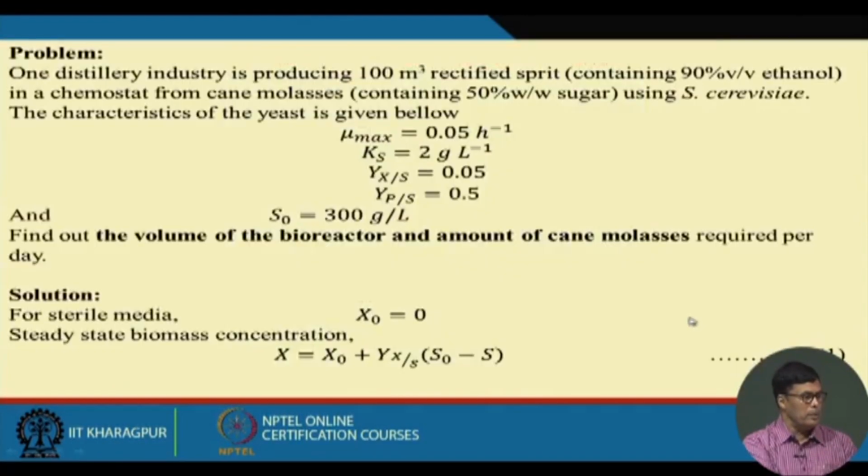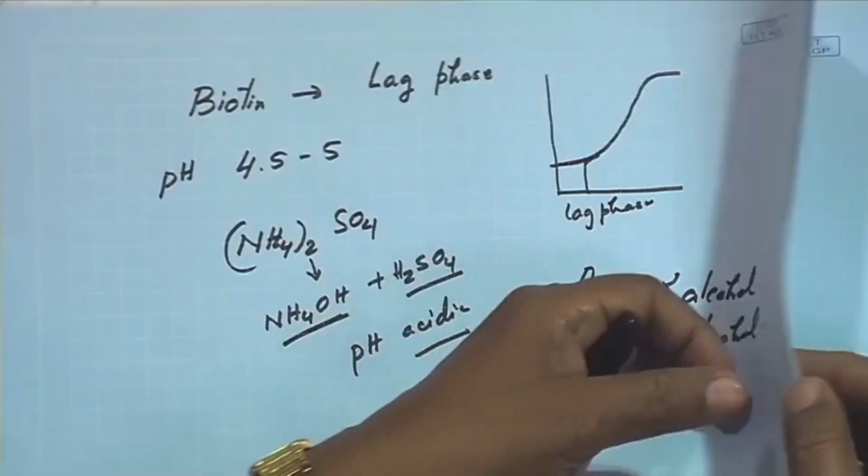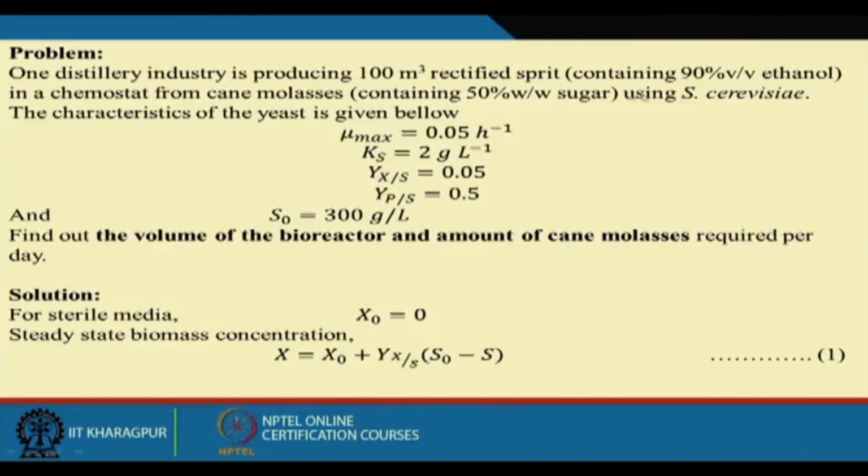Now I want to discuss one problem with the distillery industry. This is a very interesting problem. Suppose one distillery industry is producing 100 cubic meter of rectified spirit containing 90% volume by volume of ethanol, in a chemostat from cane molasses containing 50% weight by weight sugar using Saccharomyces cerevisiae.